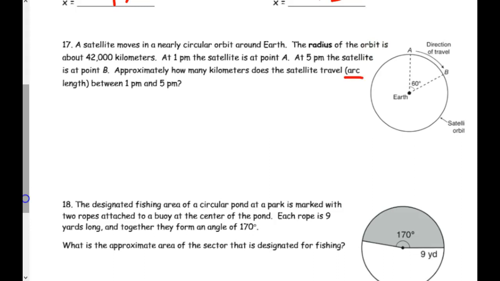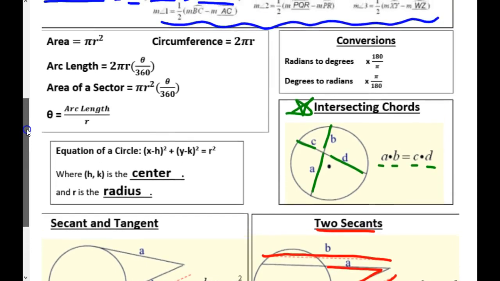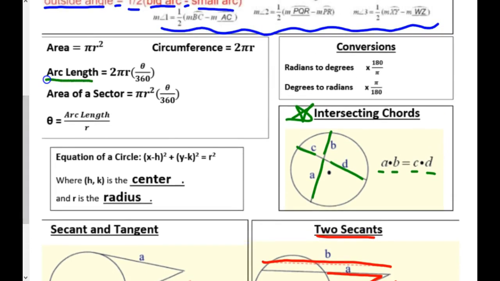Arc length. Okay? So, where would I find that? Let's take a look at our formula chart. We're looking for arc length. Gotta go up a little bit. Arc length is, now, usually you see it as the other way around. The way we learned it, this was right here, but it doesn't matter where it is. It could be here, it could be there. Same formula. So 2 pi r theta over 360.